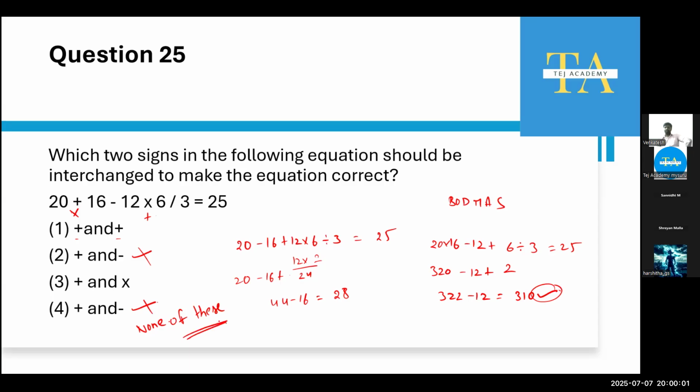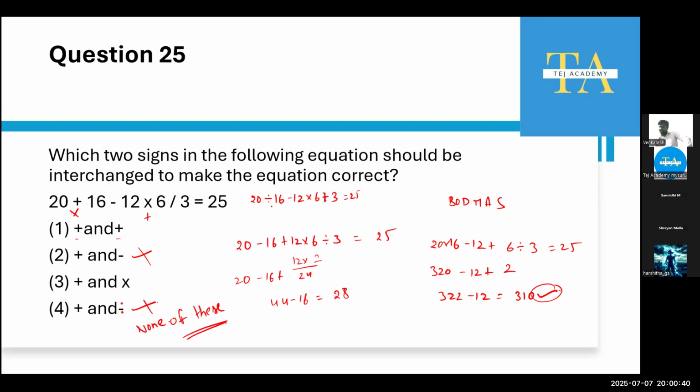Sir, excuse me. Sir, either in option 4 or 2, we have to interchange plus and division, sir. Plus and division. Okay, so this I can change as a division. Plus and division. Okay, let me check. So 20 division 16, so minus 12 into 6 plus 3 equal to 25.